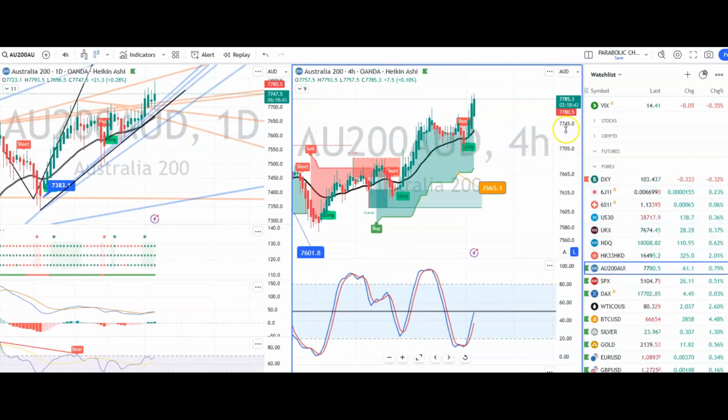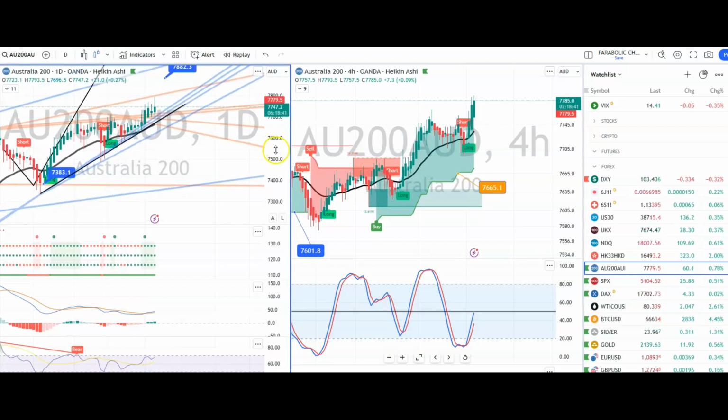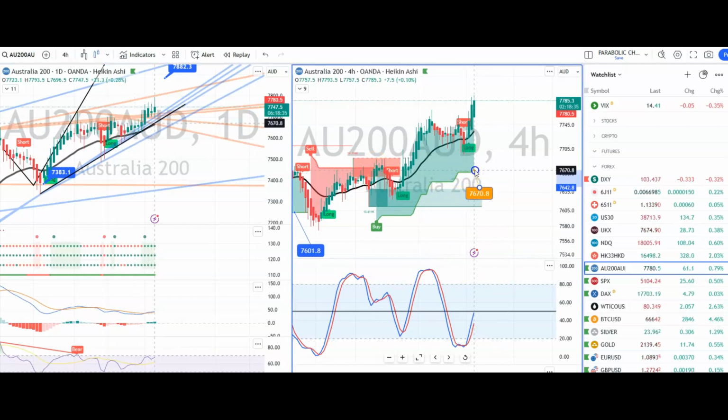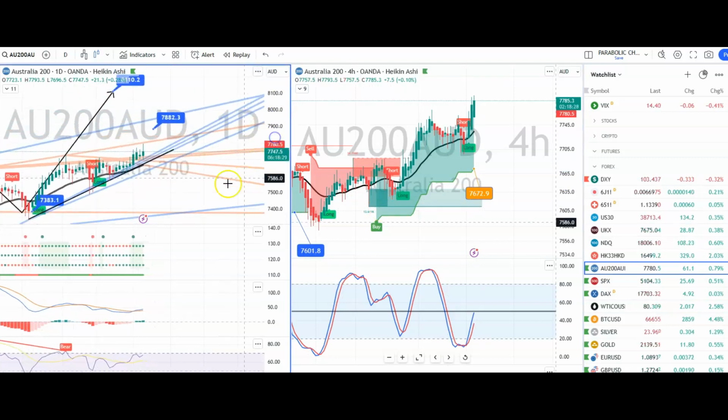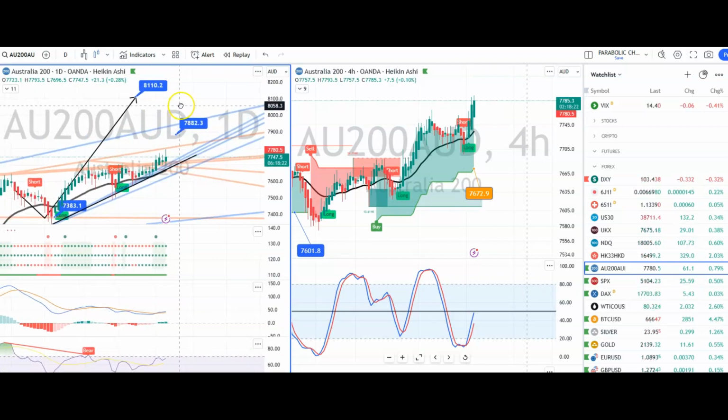And if you're in the Aussie 200, as I mentioned this week sometime when we had change of character, you should be long the Aussie 200. Your stop now is 76.72, and I will confirm this every day to help you make better decisions to make more money. First target is 78.82, and then on to 81.10.